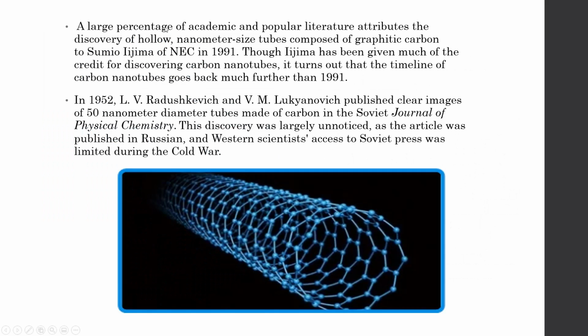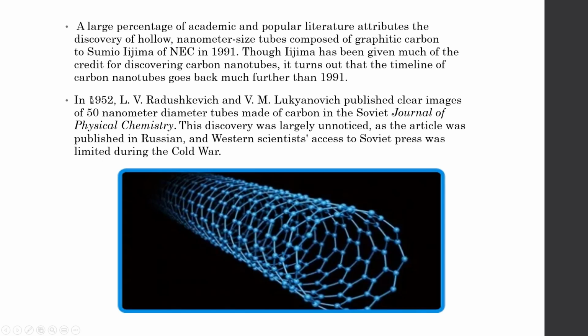And a large percentage of academic and popular literature attributes the discovery of hollow, nanometer-sized tubes composed of graphitic carbon to Sumio Iijima of NEC in 1991. Though Iijima has been given much of the credit for discovering carbon nanotubes, it turns out that the timeline of carbon nanotubes goes way back, much earlier than 1991.